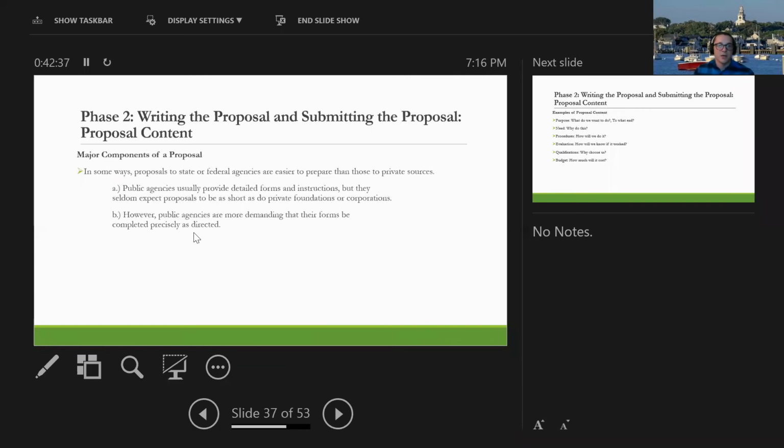This kind of goes into public agencies. They seldom expect proposals to be as short as what we were just talking about with private foundations or corporations. The public agencies are more demanding. The problem with public agencies is you are going to hit about 10 pages plus with them.